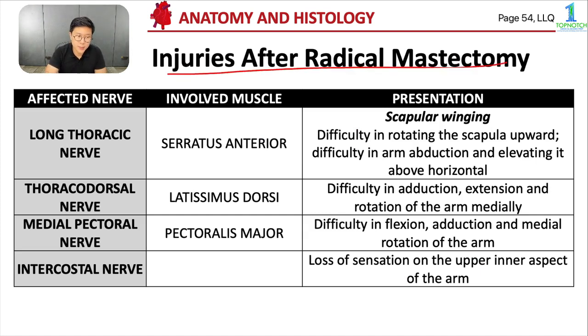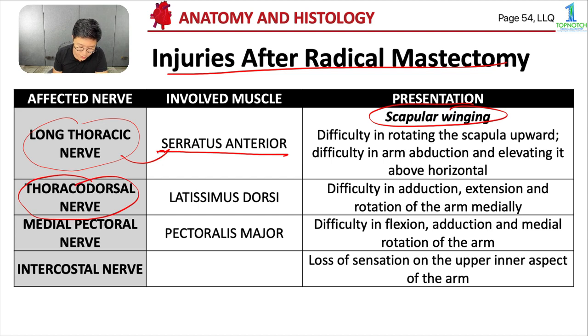Some injuries after radical mastectomy. When you remove the entire breast tissue as well as the pectoralis minor and all the lymph nodes, there can be some nerves which are damaged. For example, if you damage the long thoracic nerve, since it innervates your serratus anterior, you have scapular winging. If you injure the thoracodorsal nerve, it innervates your latissimus dorsi, so there's difficulty in adduction, extension, and rotation of the arm. If you injure the medial pectoral nerve, which innervates your pectoralis major, then there's difficulty in flexion, adduction, and medial rotation of the arm.